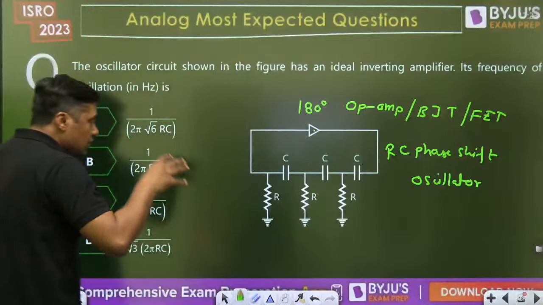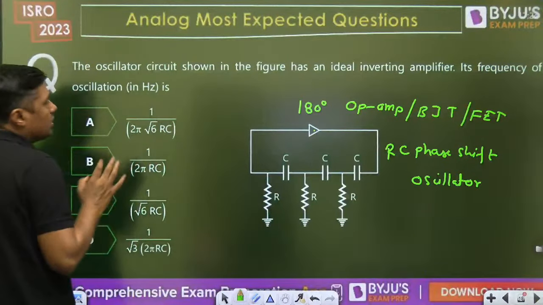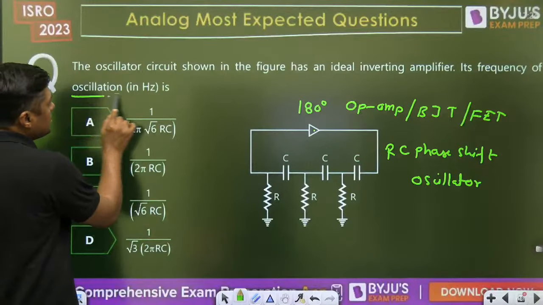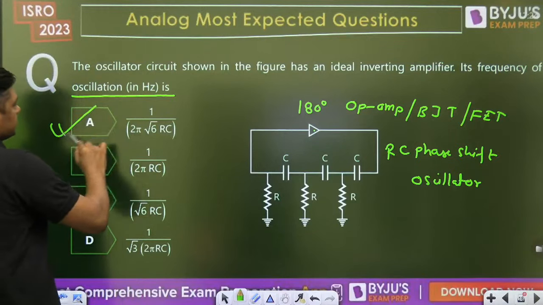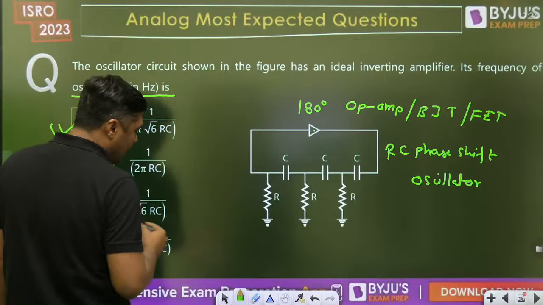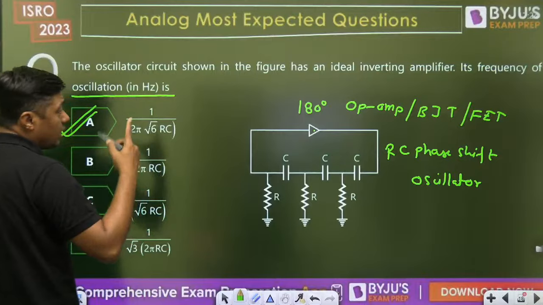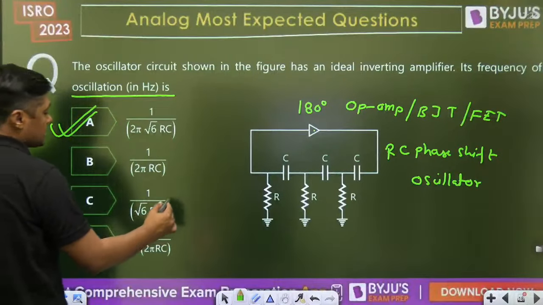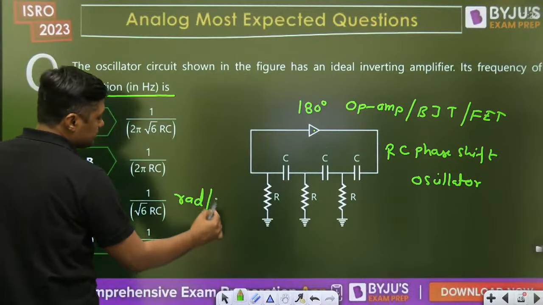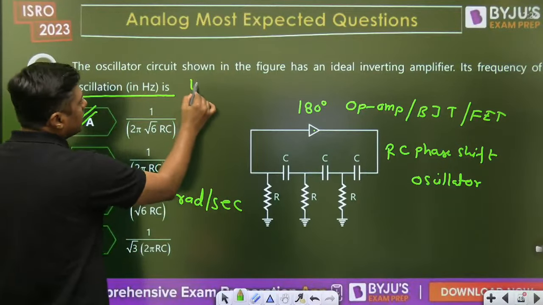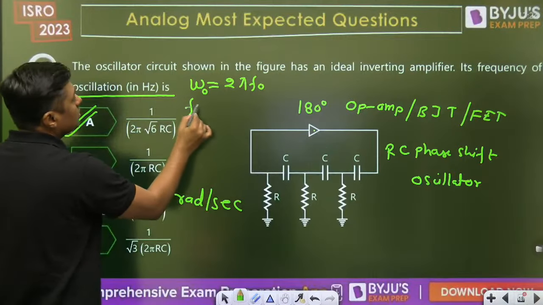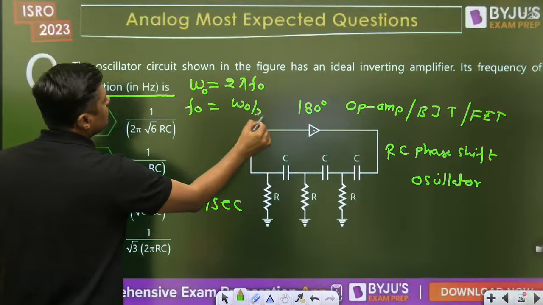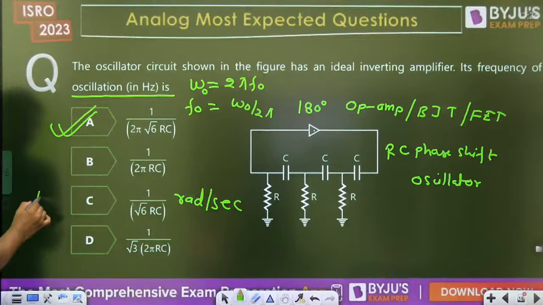Now, the standard answer for this question is what? The oscillation frequency is asked in hertz: 1 by 2 pi root 6 RC. If it is asked in radian per second, then this is the answer in radian per second. Remember omega is equal to 2 pi f naught. Here f naught is asked. What is the f naught? Omega naught by 2 pi. This is the omega naught actually. That's why A is the correct answer for this question.